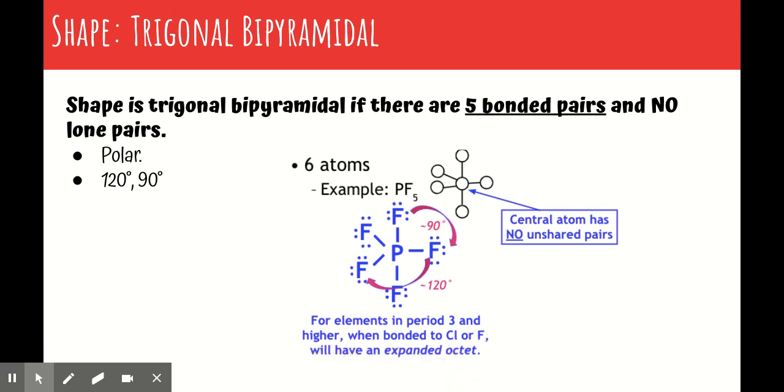Next one is trigonal bipyramidal. So you are adding more atoms. So we have 6 atoms total involved here, 5 bonded pairs and no lone pairs. So these are polar once again. I don't have a 3D picture on here. I should probably add that, sorry. So these would be polar as well because they have an unequal pole of electronegativity, and you get 2 different angle types. So you're going to have 120 degrees and 90 degrees between your different bonds.